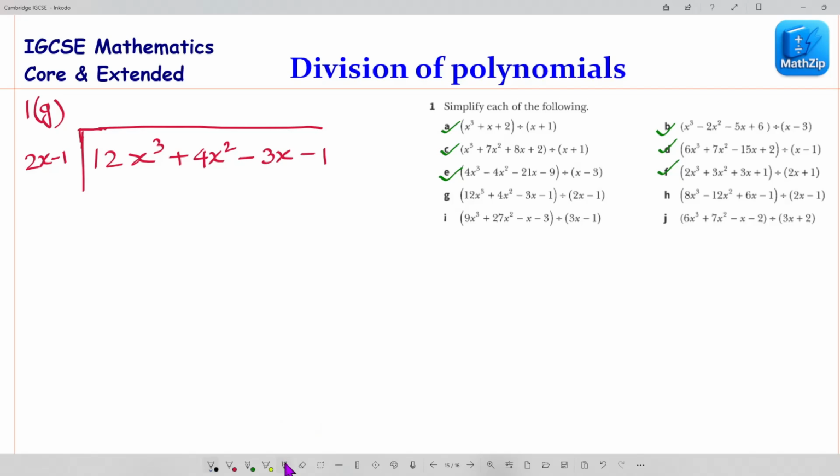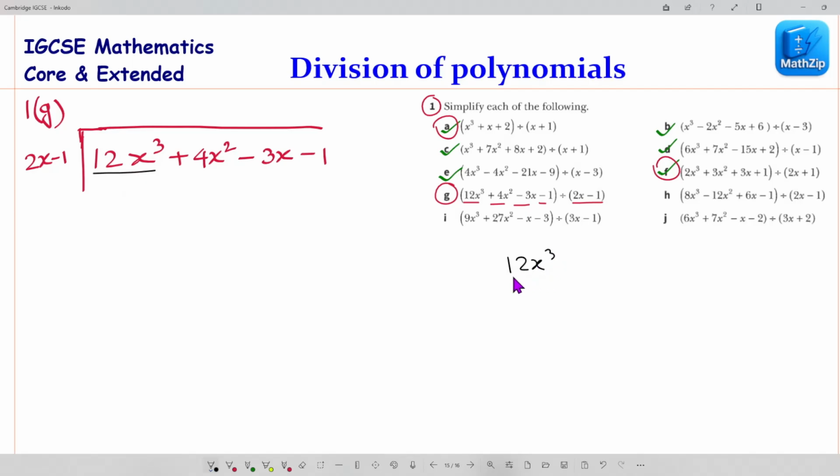Division of polynomials. In the last two videos we tried to solve questions 1A to F. This video we are starting from number G, where we are dividing 12x cube plus 4x square minus 3x minus 1 by 2x minus 1. Let's get started. So here the first term is 12x cube.